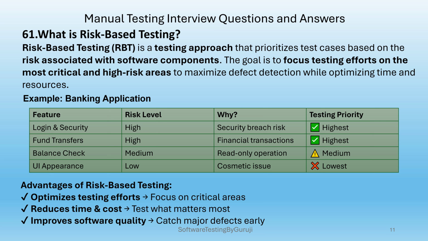Feature name is login and security. Risk level is high. Why? Security breach risk. Testing priority is highest. Second is fund transfer. Risk level is high, a financial transaction, so testing priority is highest. Balance check: risk level is medium. Read only operation, that's why testing priority is medium. UI appearance: risk level is low. Why? Cosmetic issue, testing priority is lowest.